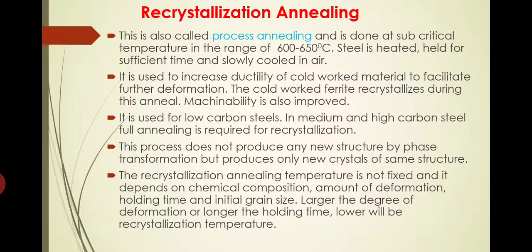In medium and high carbon steel, full annealing is required for recrystallization. See, if you want to have full recrystallization, if you want to have cementite recrystallization, then we have to go for the full annealing. That is the only option. This process does not produce any new structure by phase transformation but produces only new crystals of the same structure. That is very important. We are not producing any new phase by this heating process. Only we are getting new crystals of the same structure. So the crystal structure is rearranged.